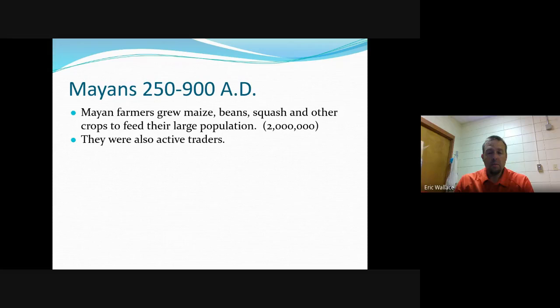They were active traders. All the crops that they grew, they would trade. They would trade these things for other items: deer meat, cotton, anything that these other groups were trading with. And really, a lot of the time they were trading amongst their own people, because the civilizations that we're talking about weren't going on at the same time. Obviously, this is 1,000 years after the Olmec.